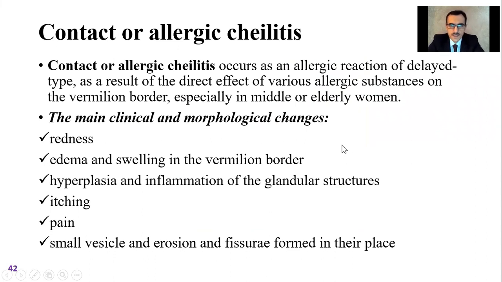Contact or allergic cheilitis occurs as an allergic reaction of delayed type as a result of the direct effect of various allergic substances on the vermilion border, especially in middle-aged or elderly women. The main clinical and morphological signs are redness, edema and swelling in the vermilion border, hyperplasia and inflammation of the glandular structure, itching, pain, small vesicles, and erosion and fissure formed in their place.